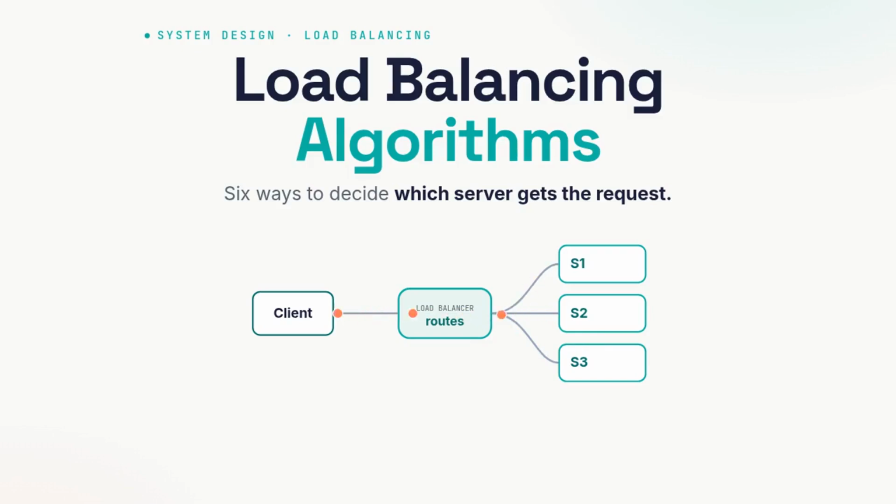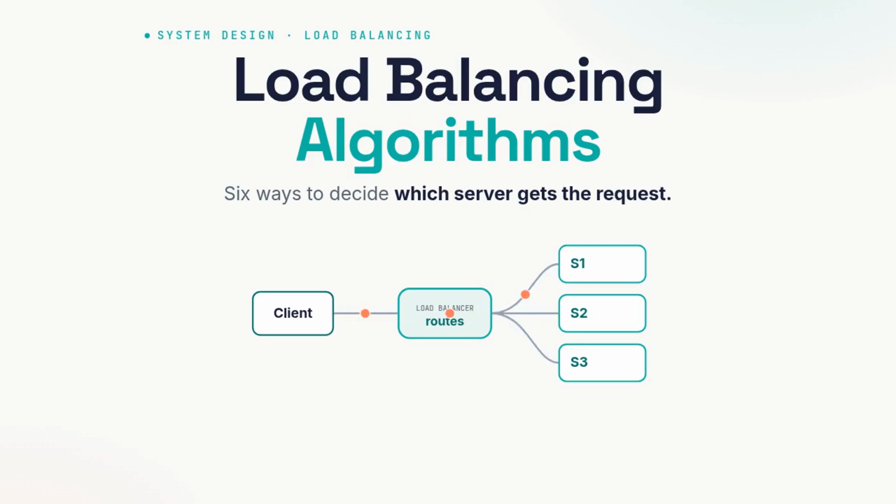Every time you open an app, your request doesn't go to one giant server. It goes to a load balancer, and the load balancer decides which of many identical servers should actually handle it. That one decision is the whole game. Make it right and the system feels instant, invisible to the user. Make it wrong, and a single server melts under the pressure while the rest sit idle.